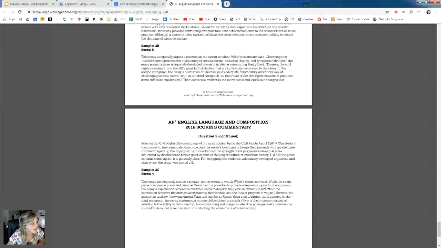"The connection between animals overthrowing their leaders and the idea of progress is vague. Likewise, the attempted analogy between Animal Farm and the Soviet Union does little to further the argument in the third paragraph. The attempt is more philosophical, I think, in approach. 'One of the important causes of rebellion is the ability to think clearly' is unconvincing and inappropriate. The prose generally conveys these students' ideas, but is inconsistent in controlling the elements of effective writing."